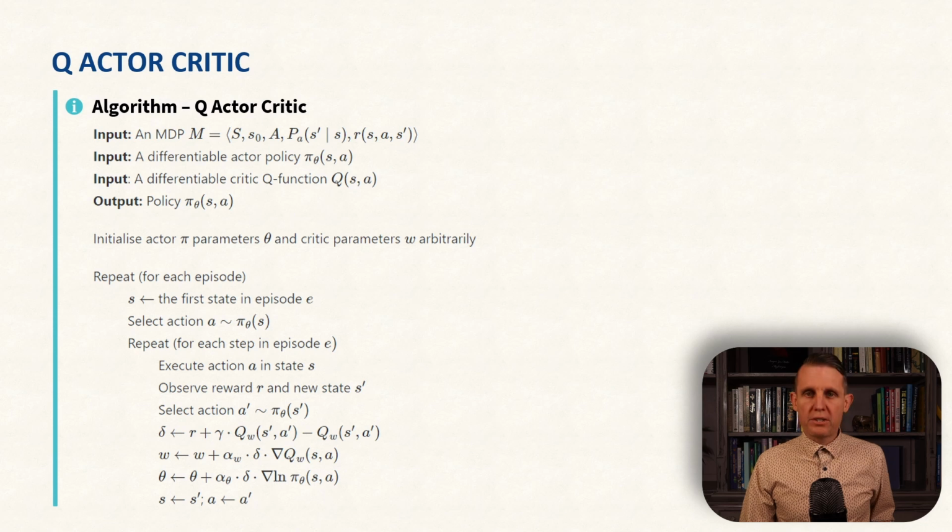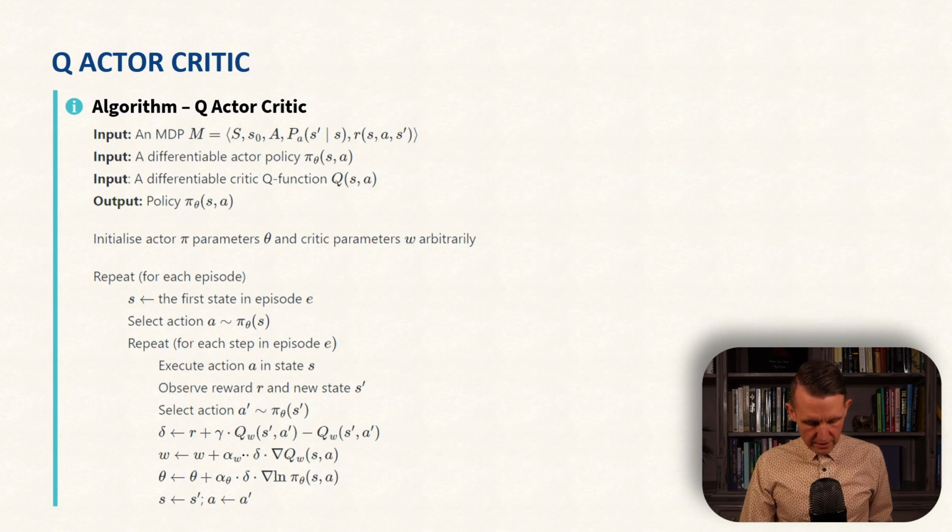The first line looks much the same as our SARSA update. We calculate our delta value, which is the reward plus the discounted future reward estimate that we get from our Q function. And then we subtract the old value as well. Then we update the parameters of our Q function, the critic. We do this in much the same way we would do it in Q-learning.